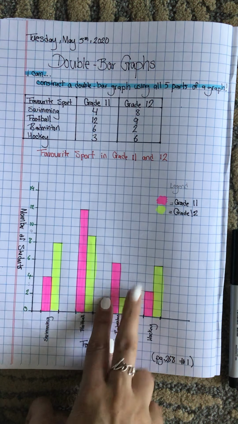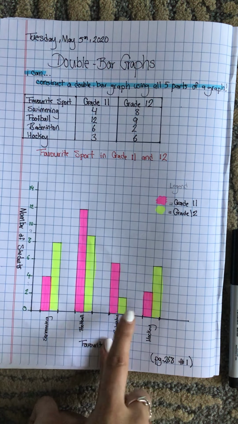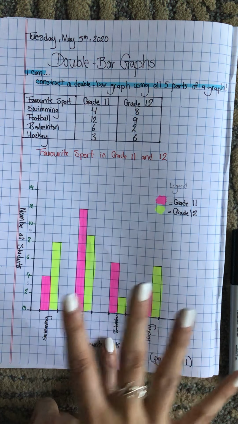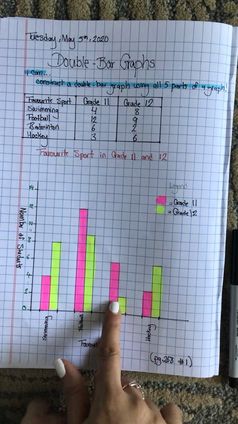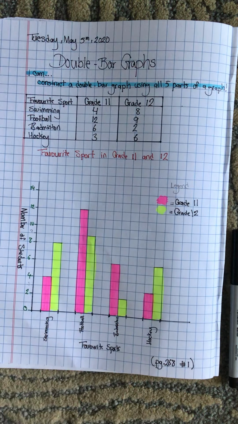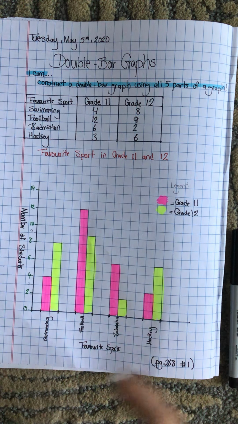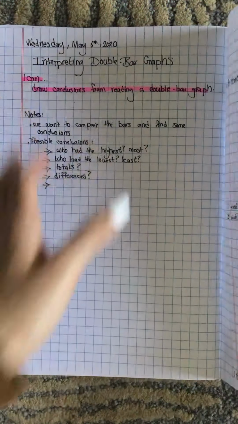Then I need to subtract, right? And I need to say 6 subtract 2, which is 4. So I can say 4 more grade 11 students like badminton than the grade 12 students. Okay, that's all this interpreting data is.